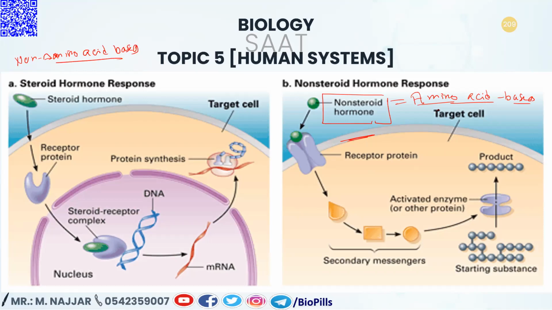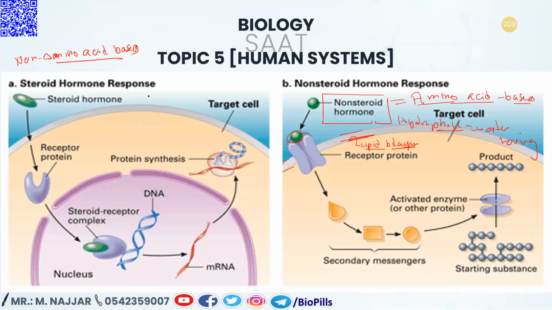So the amino acid hormones are hydrophilic. Hydrophilic means water loving. As they are water loving, they cannot diffuse through the lipid bilayer. So there should be a transmembrane protein receptor found on the surface of the cell in order to receive the non-steroid hormones, or the amino acid based hormones.